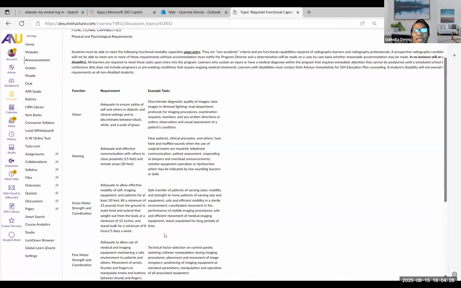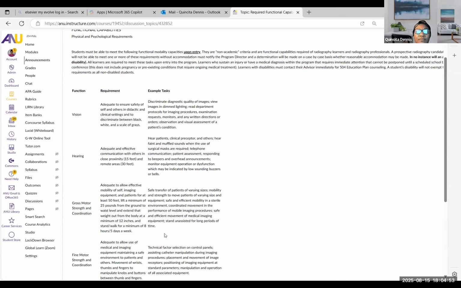All right, so the example task that it gave you for that reason is so that you can look at the image quality, view images in dim lighting, read department protocols for imaging procedures, and look at your examination requests, your monitors, and all of that. So typically everything's written in black and white, and then also your images are in black and white.